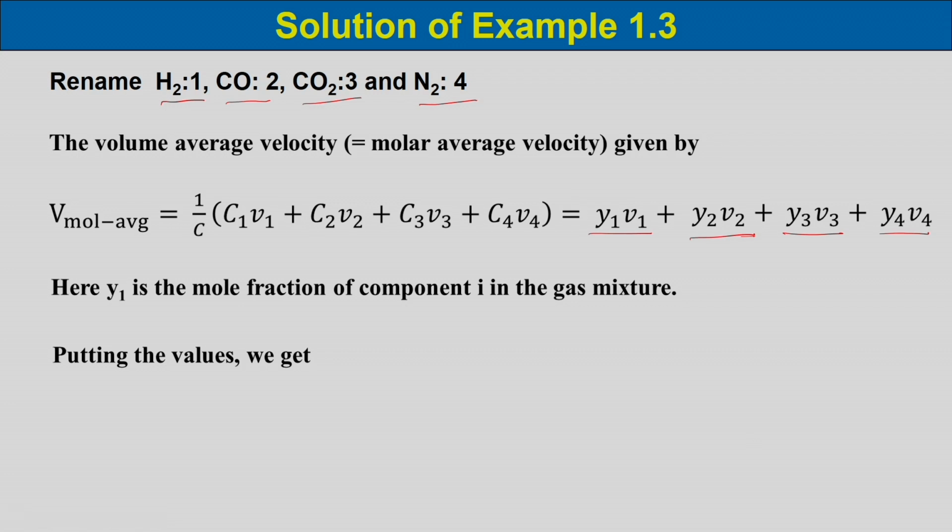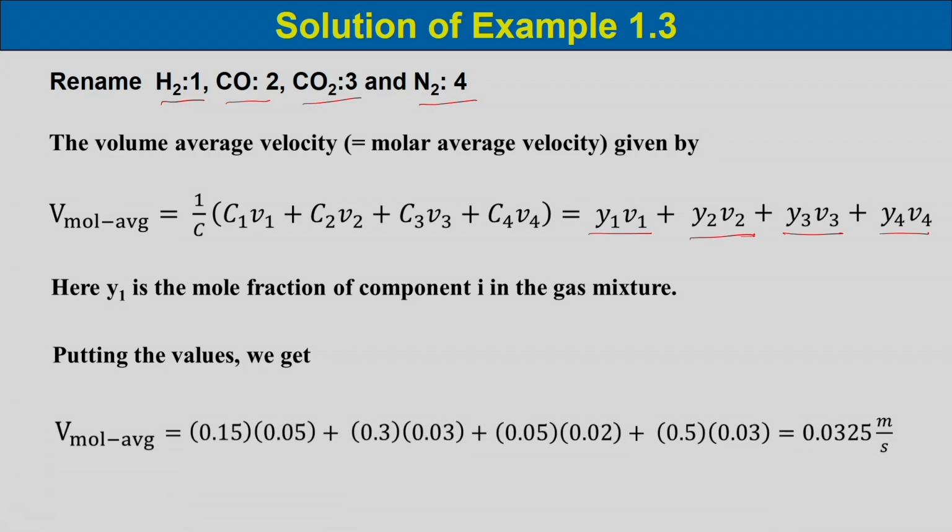Putting the values, we get the V mole average velocity. The velocity for each component and their mole fractions are given in the problem. So, 0.15 into 0.05 plus 0.3 into 0.03 plus 0.05 into 0.02 plus 0.5 into 0.03, which is equal to 0.0325 meter per second. So, this is the molar average velocity.